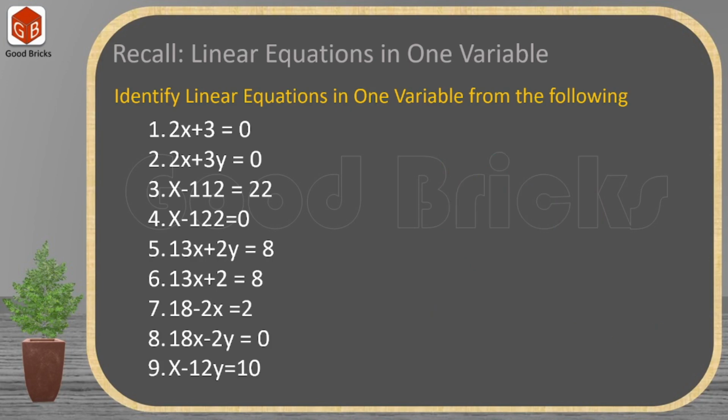Hope you might have tried and entered your correct answer in the comment box. See here on the screen, the first, third, fourth, sixth and seventh are linear equations in one variable, whereas the remaining 2, 5, 8, 9 are linear equations in two variables. And this is what we are going to discuss in this chapter: linear equations in two variables.